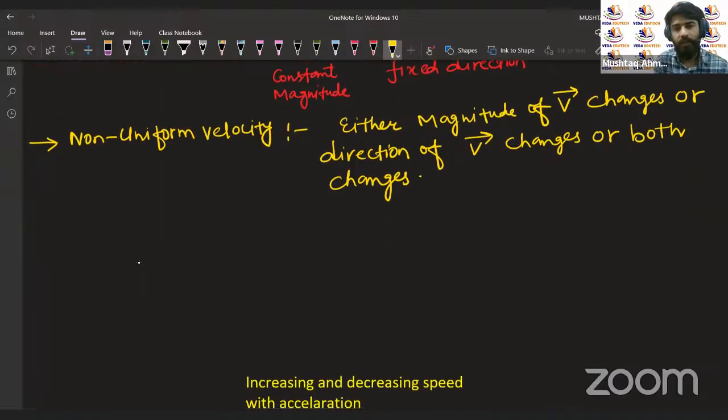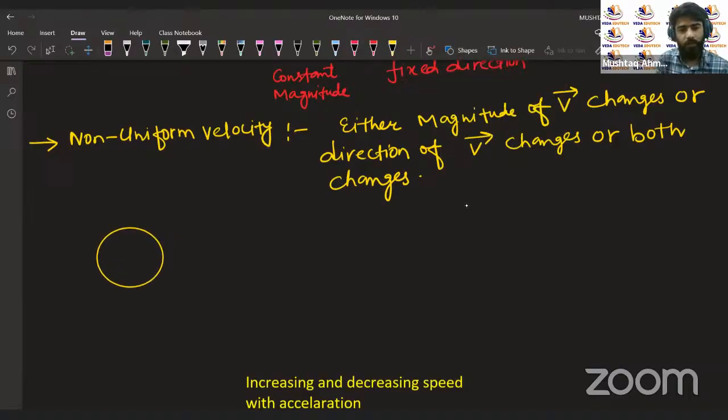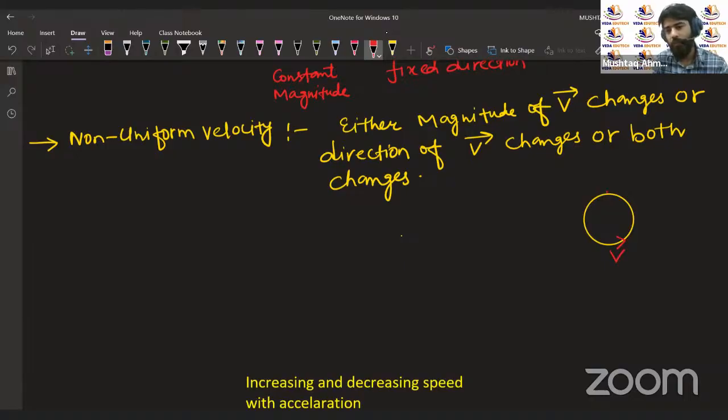So let's suppose that we have a circular motion, for this example, like this. Suppose some particle is moving along a circular path. The speed of this particle is v, but we know that at every point the direction of this particle is changing, right? The velocity is directed in this direction. Here the velocity is along this direction. We can see that the direction of this particle is continuously changing.